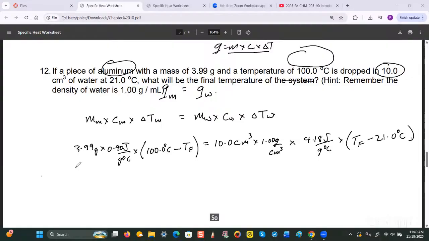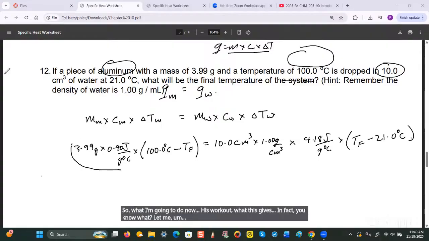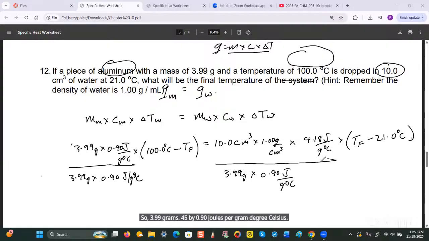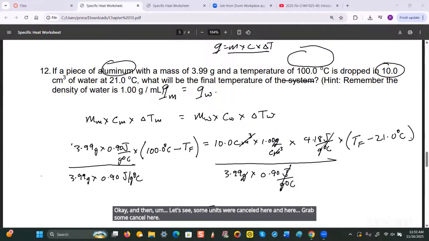So what I'm going to do now is work out what this gives. In fact, you know what? Let me do this. I'm going to divide both sides by 3.99 grams times 0.90 joules per gram degree Celsius. Okay, and then some units will cancel out here and here, grams will cancel out here and here. All of this will cancel out all of that. All right, so let's see what this gives.